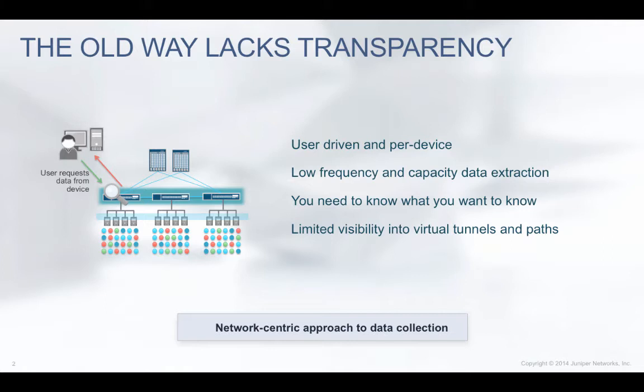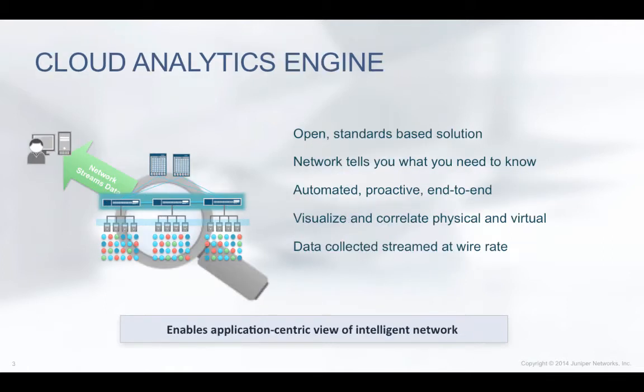The key driver for CAE is the ability to reduce the time and expense associated with IT operations. Juniper's CAE solution uses network data analytics to improve application performance and availability. It includes data collection, analysis, correlation, and visualization, helping different operation teams to better understand the behavior of workloads and applications across their physical and virtual infrastructure.